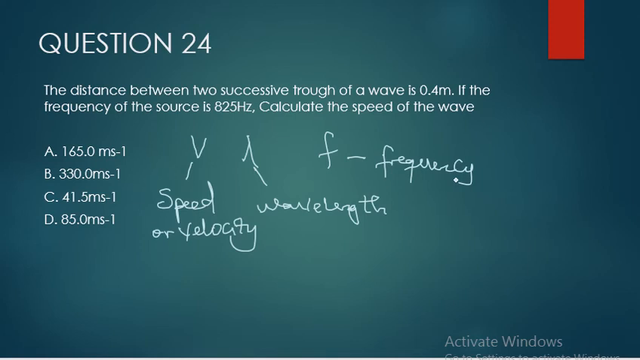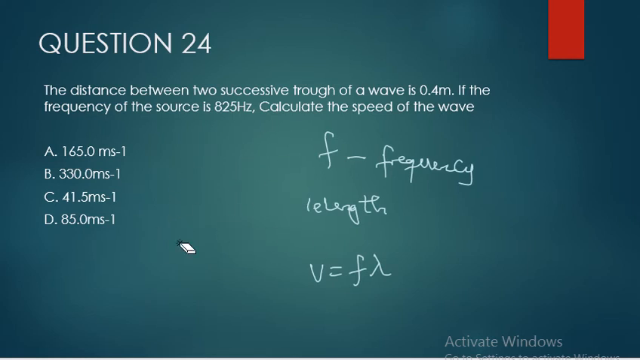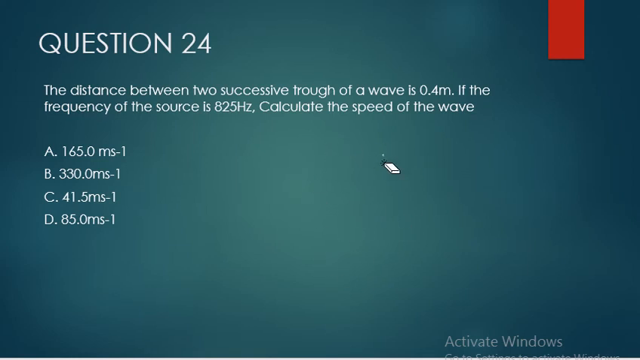Now there is an equation that represents the relationship between these three variables, and the equation is this: v equals f lambda. That means the speed or the velocity of a wave equals the frequency times the wavelength. Okay, now let's come back to this question. What is the wavelength of a wave? The wavelength is the distance between two successive troughs or two successive crests.